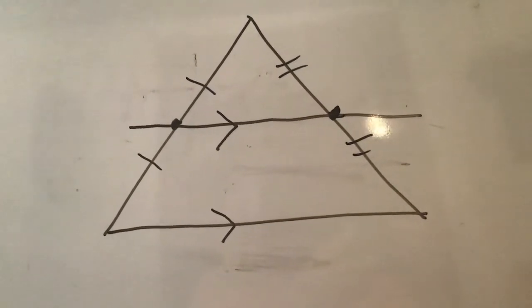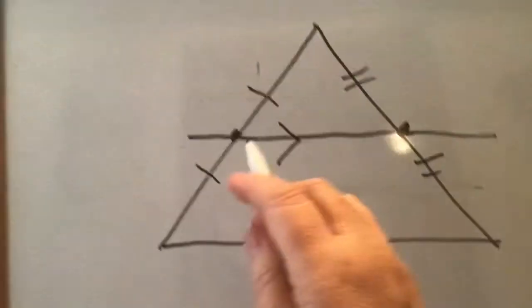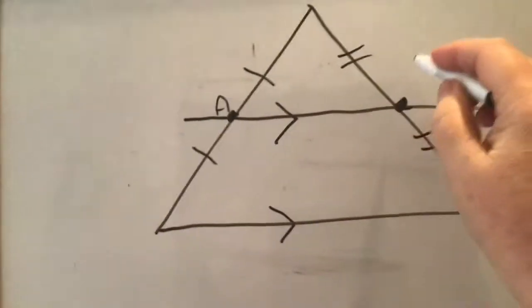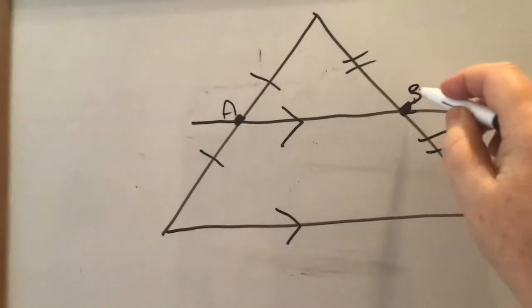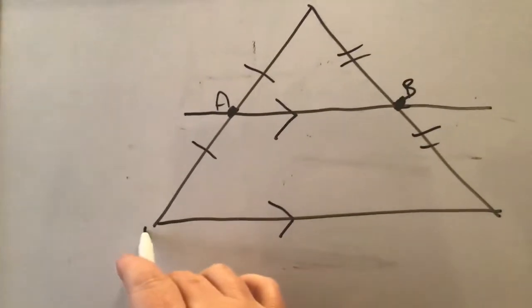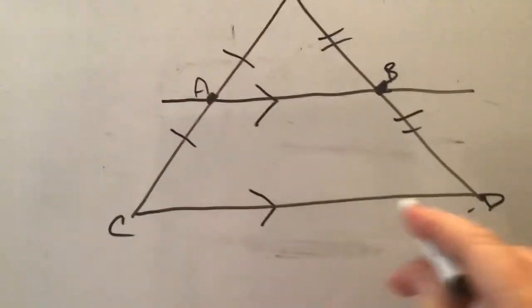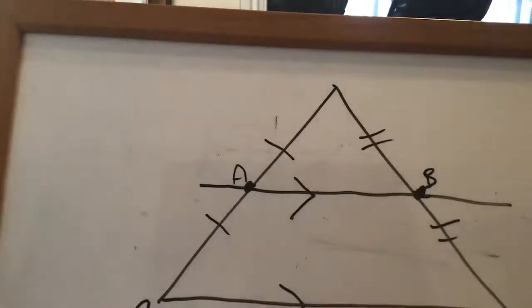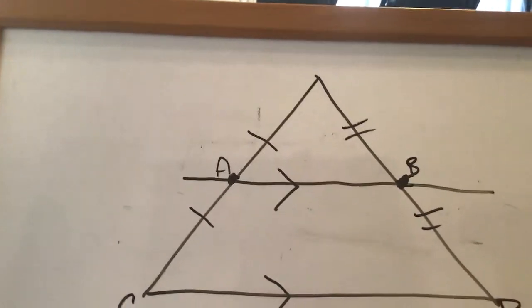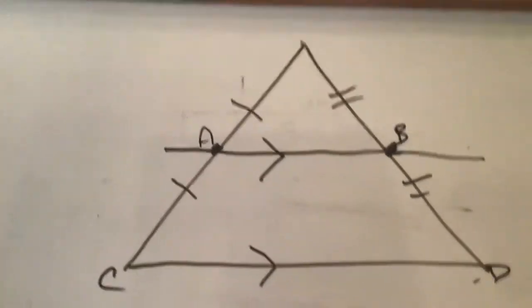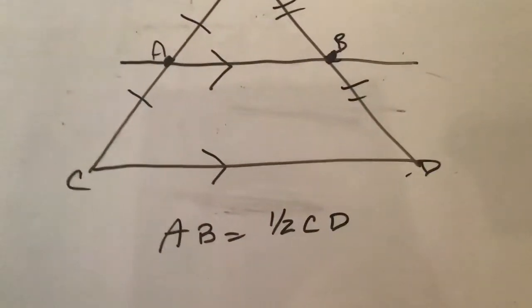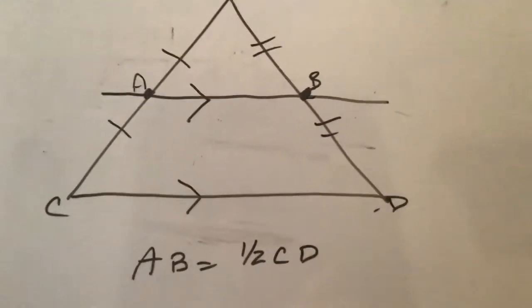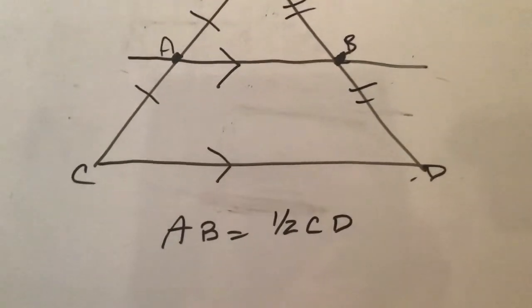Also, you now know that that segment right here from A to B is going to be 1/2 of the line at the bottom that it's parallel to. So AB is equal to 1/2 of CD. So that comes in really handy. If you know those are the midpoints, then you know it equals 1/2 of the base.